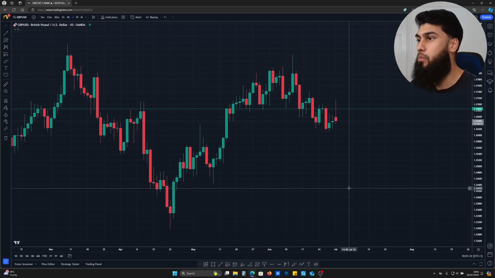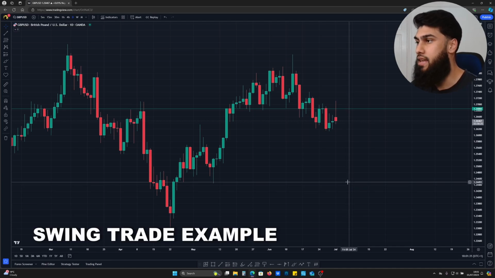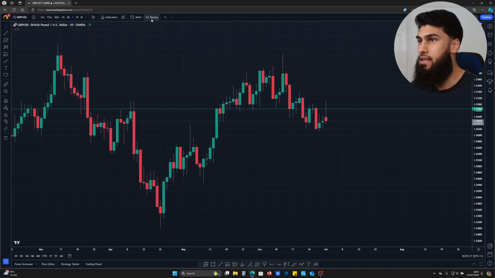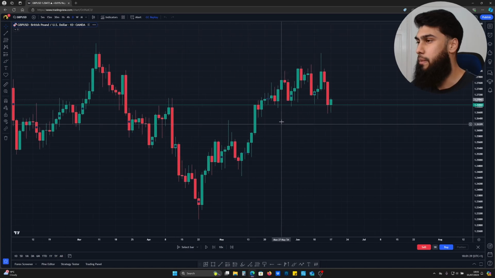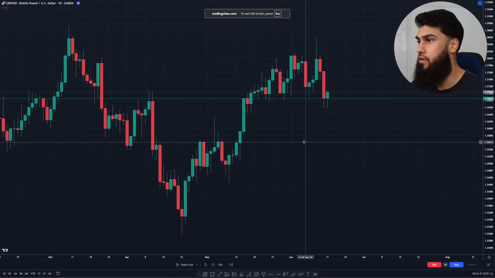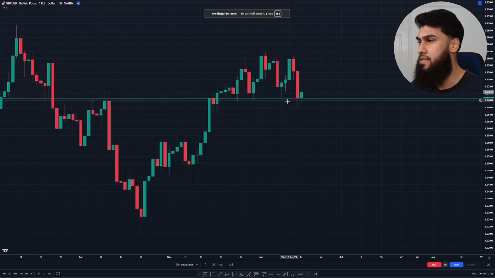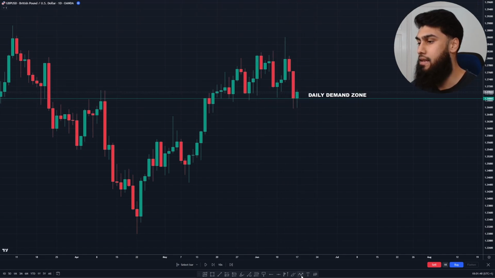Now the second example I'm going to go over is the swing trade set, which we went over, and that begins on the daily time frame. So using the replay tool, we're going to begin from this point right over here where price has come back, retested, and given us a wick rejection followed by an opposite candle at a daily level of demand.